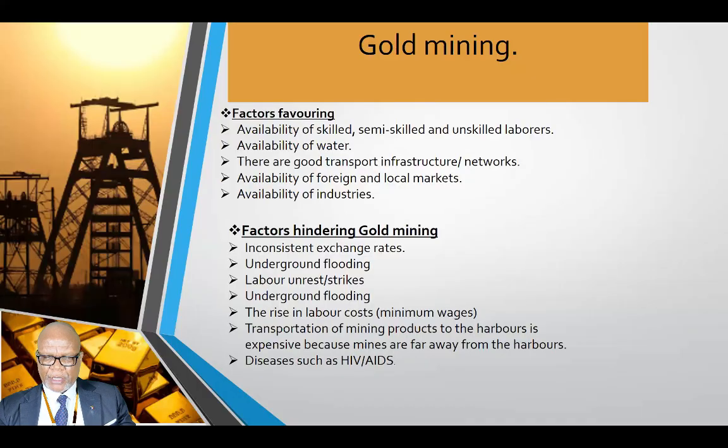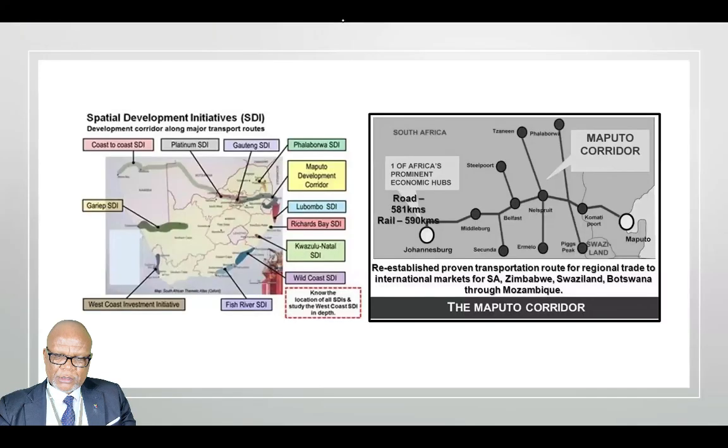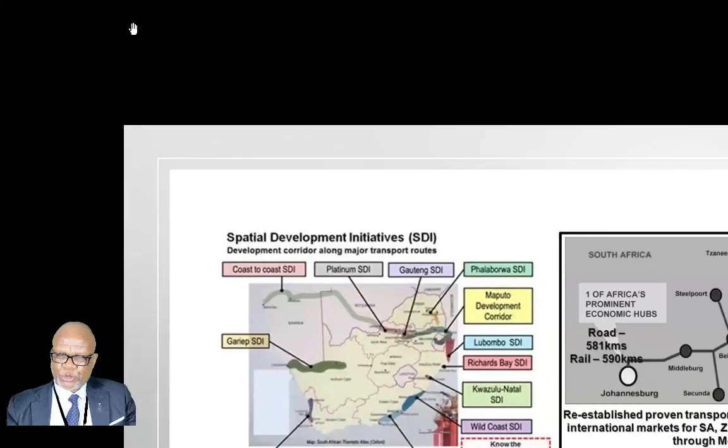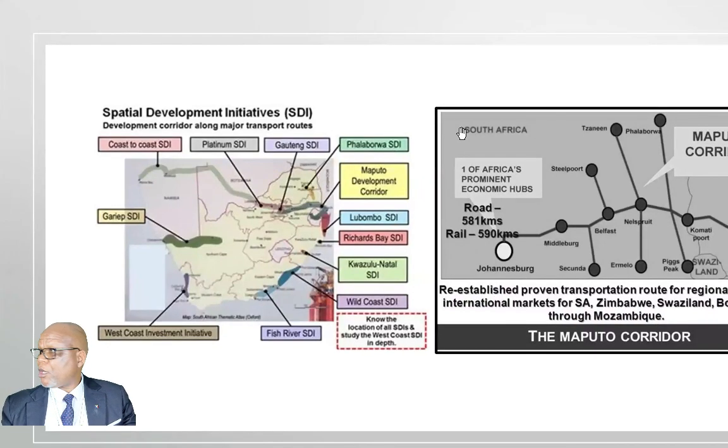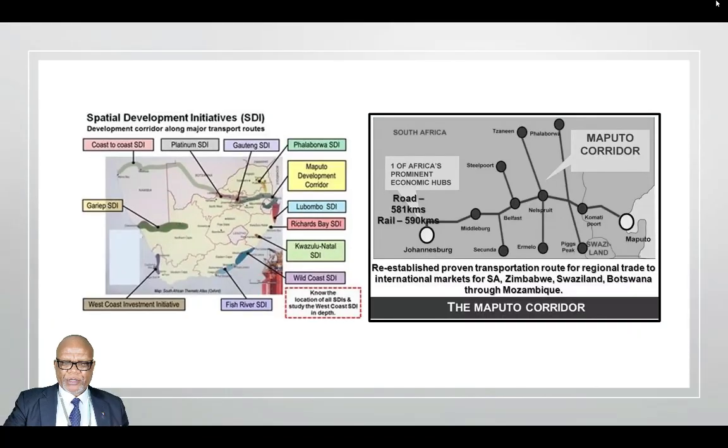Now, the SDI that you are going to be assessed on is the one that we call the Maputo Corridor. The Maputo Corridor is the special development initiative that is set aside for us to study for 2025.